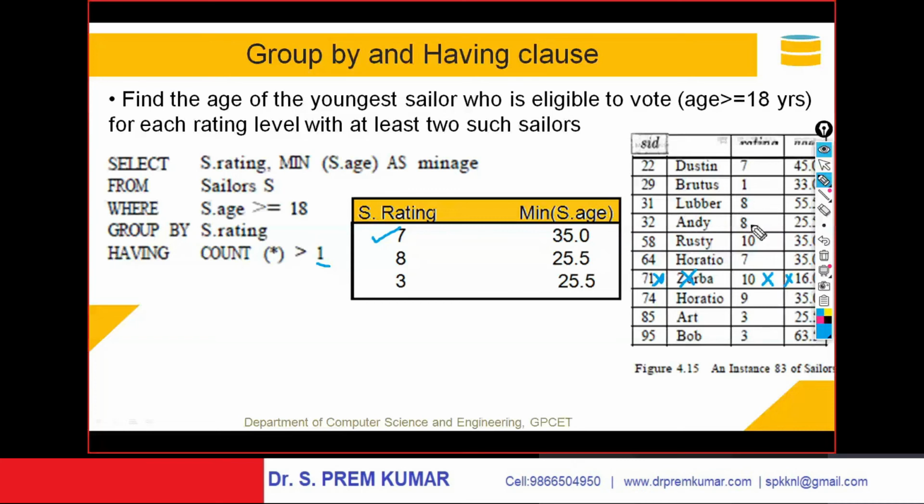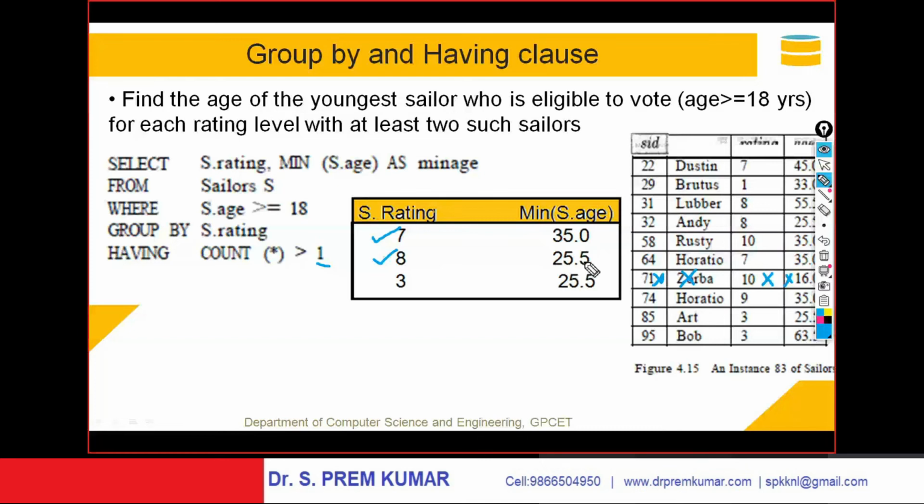Here you have rating 8, here you have rating 8. Is the group count greater than 1? Yes, count is greater than 1 because it is 2. There are 2 persons and hence the count is greater than 1. This is being considered. In this, the minimum age is 25.5 and hence you got rating 8 and age 25.5.